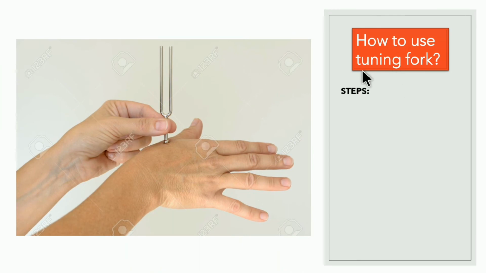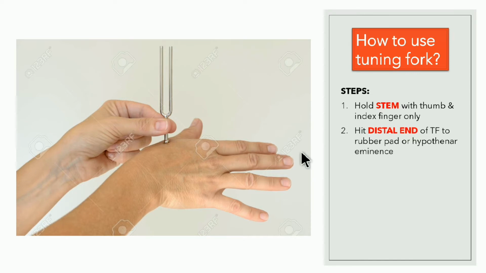Okay, how to use the tuning fork? Let's see step by step. First, hold the stem portion with the thumb and index finger only. So you should only use your thumb and index finger for holding the tuning fork. If you use multiple fingers, the vibration will get dampened and you will not be able to sustain the vibrations for a longer period of time. So only hold the stem with the index finger and thumb. Okay, then hit the distal portion. This is the distal portion of the fork.